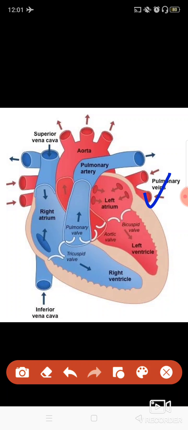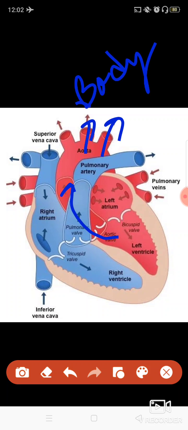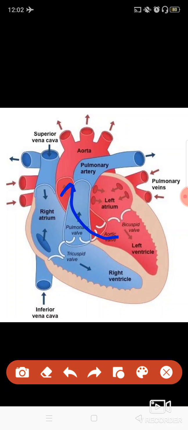These pulmonary veins bring the oxygenated blood into the left atrium, and the left atrium pushes the bicuspid valve. After the bicuspid valve opens, the oxygenated blood comes to the left ventricle, and from the left ventricle, when the walls push, it will move to the aortic valve. The aortic valve will open and the pure or oxygenated blood will go to the aorta, and from there move to the body. So this is the simplified structure of the heart.